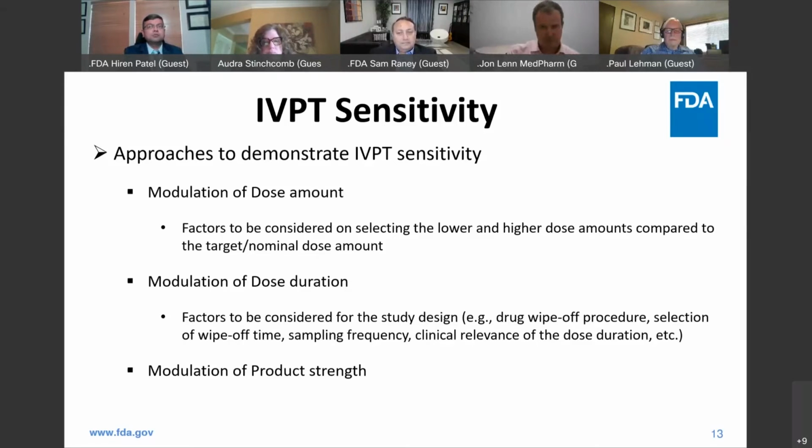My question is, how do you design your IVPT study if you are going with the modulation of dose duration approach? In other words, how do you select the wipe off time? What would be the wiping off procedure? Consideration for the frequency of sampling. Do you suggest to have a rapid sampling after the wipe off? Does the target dose wipe off need to be clinically relevant? So if that drug product is a once a day application, should the target wipe off be around 24 hours, or does it really depend on the IVPT method? So with that, I'll open the floor for discussion.